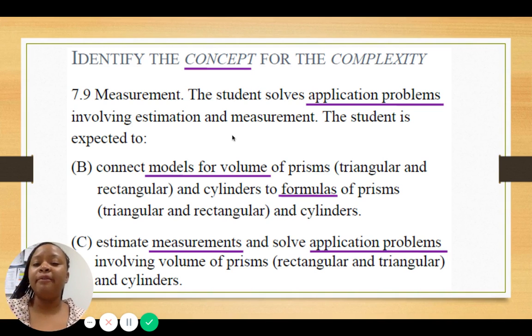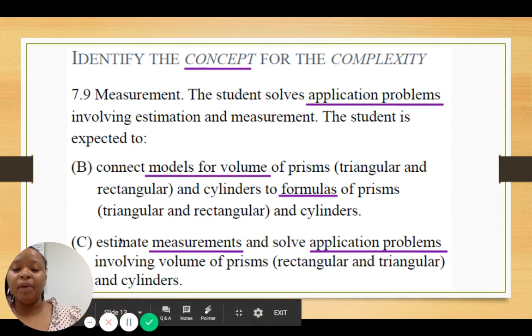Once I've identified the verbs, my next step, step 2, is to identify the concepts. Typically, the concepts follow the verb. My verb here was solve. So, well, what am I solving? Application problems. So I'll underline that. My verb was connect. So what am I connecting? Models for volume. And I'm connecting formulas.